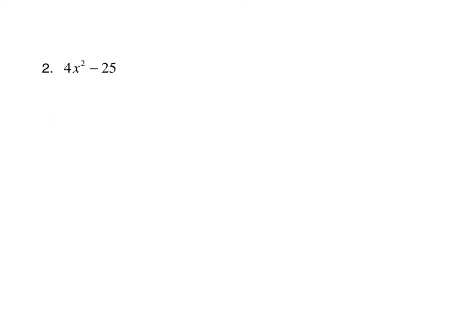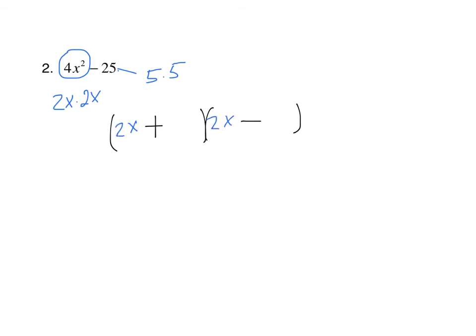Example 2. Again, we have two terms, subtraction. I recognize the x squared. I recognize 4 is from 2 times 2. So this entire value here is from 2x times 2x. And this term is from 5 times 5. So you set up your binomial groups, your reverse FOIL parentheses, and put a factor for each of the first spots. Put a factor for each last spot.